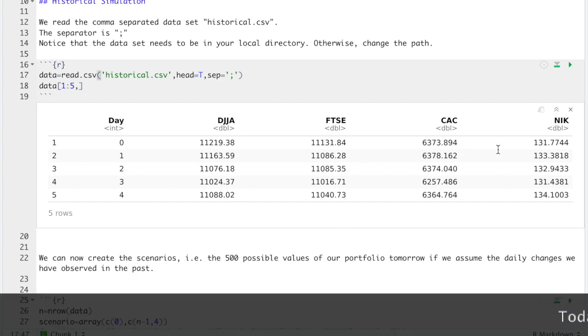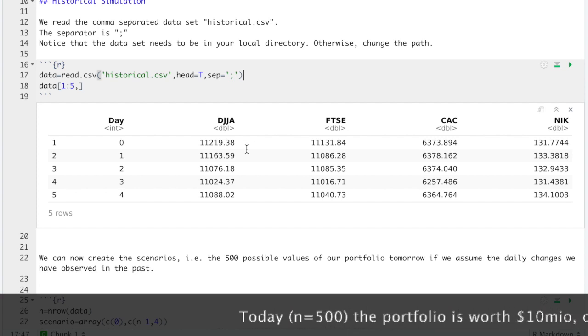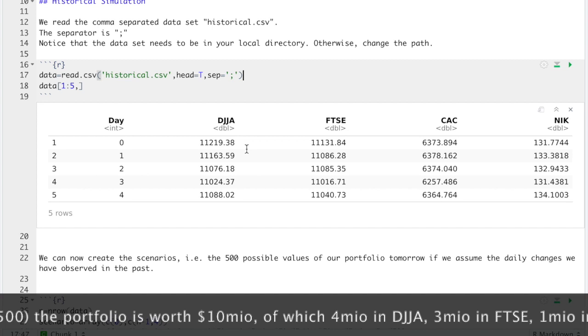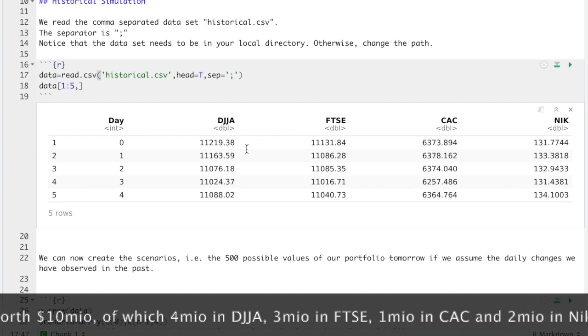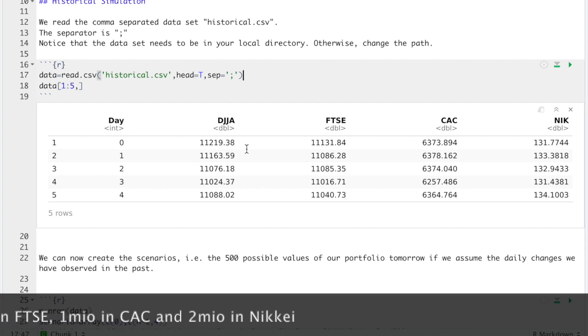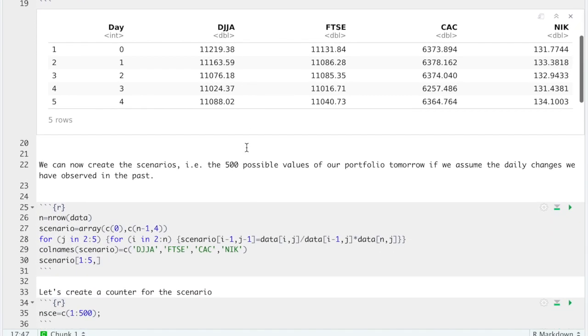Now, our portfolio is worth $10 million today, and the composition of the portfolio is the following. We have $4 million for what concerns the investment in the Dow Jones, $3 million for what concerns the investment in the FTSE, $1 million for what concerns the investment in the CAC 40, and $2 million for what concerns the investment in the Nikkei. Okay? Now, what we want to do is to generate 500 possible values of our portfolio tomorrow on the basis of the last 501 observations that we have available in our dataset.